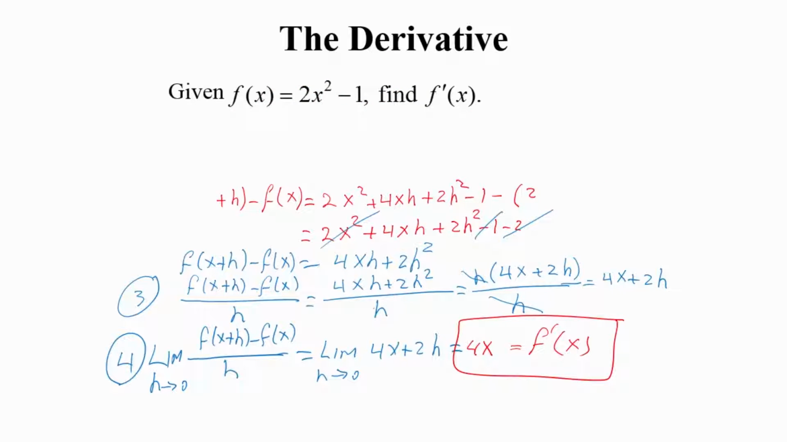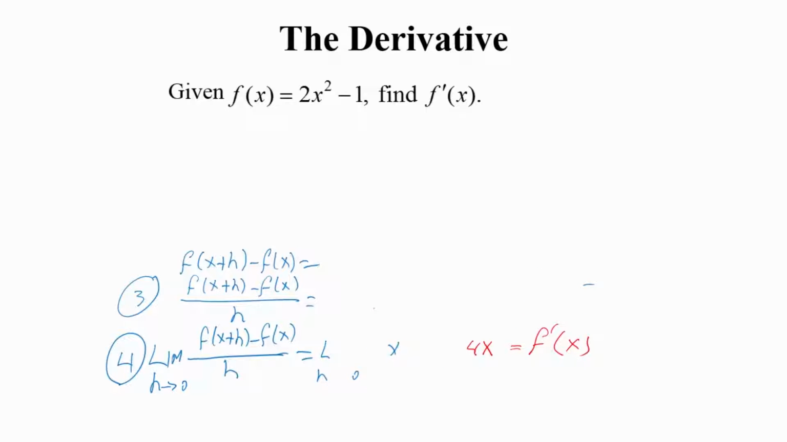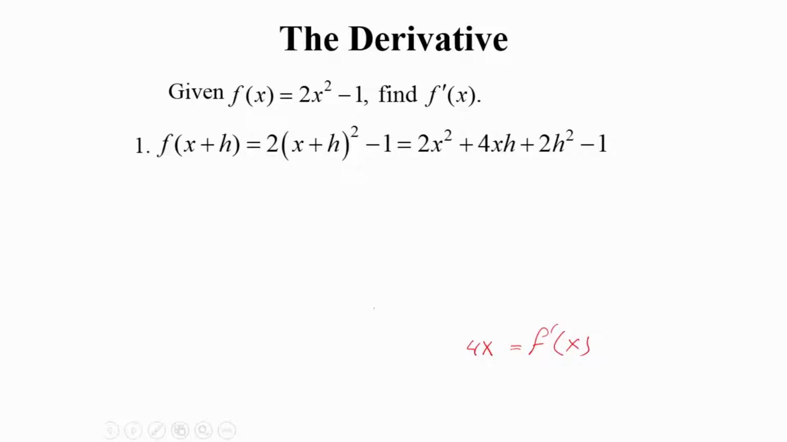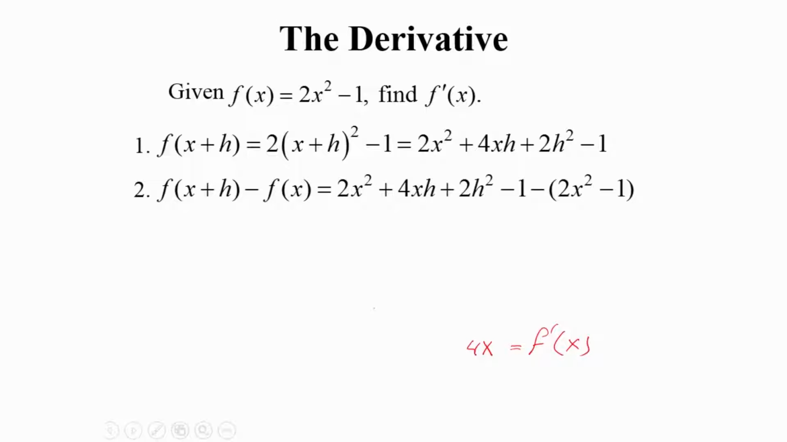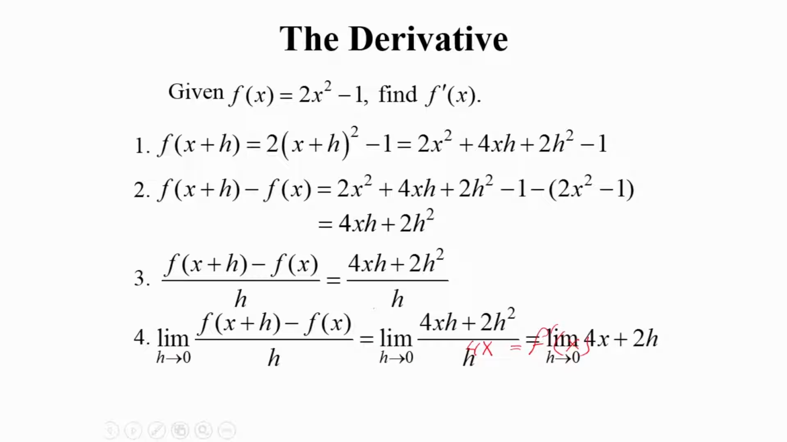They should go through the same steps on the slide. We're going to see that we come up with the answer as we did. F prime of x equals, step 1. Step 2, subtract f of x from it. So we'll do 4xh plus 2h squared. Step 3, divided by h. And step 4, find the limit. And finally, the answer is 4x, which is what we had here, by the way.